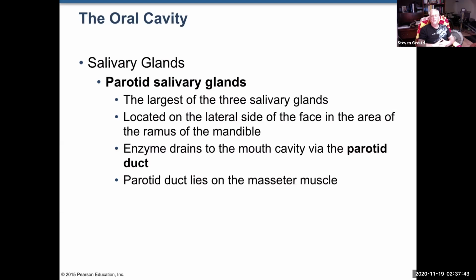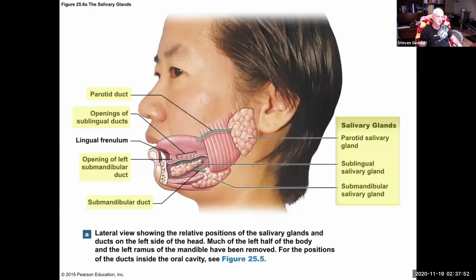And it lies on the masseter muscle. So remember, the masseter muscle is the main muscle of mastication. Okay, the masseter muscle and the temporalis muscle. All right. So here's your parotid gland.